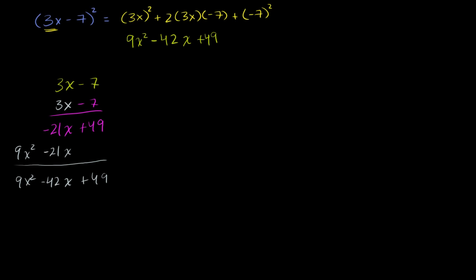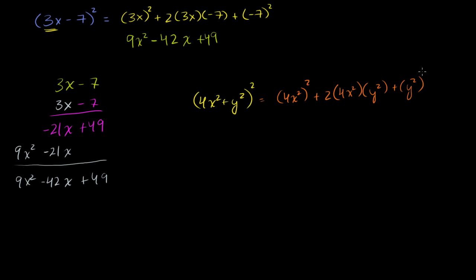Let's do one more, and we'll do it the fast way. So if we have 8x minus 3. Actually, let me do one that has more variables in it. Let's say we had 4x squared plus y squared, and we wanted to square that. Well, same idea. This is going to be equal to this term squared, 4x squared squared, plus 2 times the product of both terms, 2 times 4x squared times y squared, plus y squared, this term, squared.